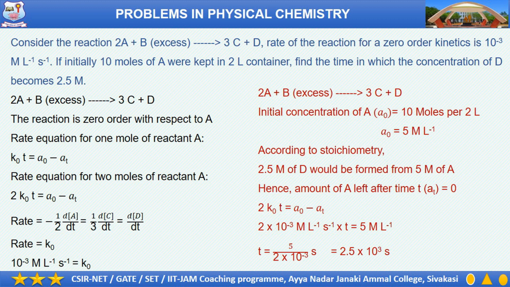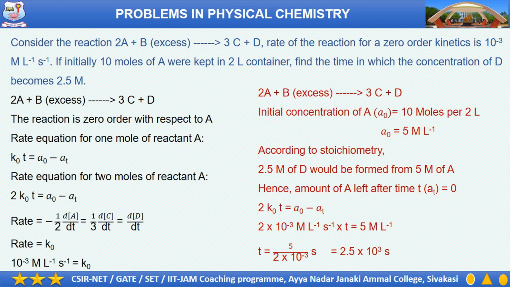Here that rate is not depending upon the given reactant B because it is taken in large excess. Therefore, the rate that is given is nothing but equal to K for a zero order reaction. Therefore, from this rate, you have to calculate K naught. K naught is equal to how much? The rate of the reaction is given, it is 10 power minus 3. Therefore, K naught is also 10 power minus 3.